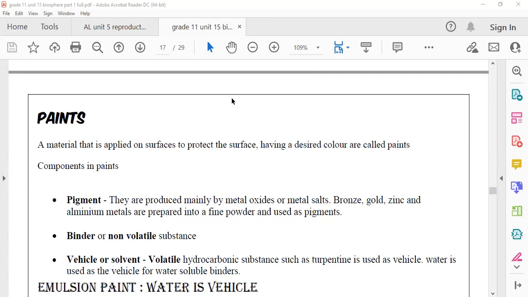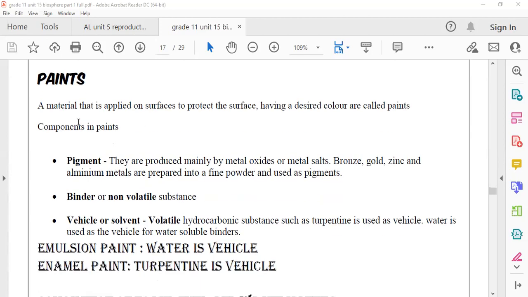My dear children, this is the continuity of unit number 15, domestic chemicals. This is our heading. In domestic chemicals, we have studied several domestic chemicals. This is the last domestic chemical in our syllabus, that is paint.